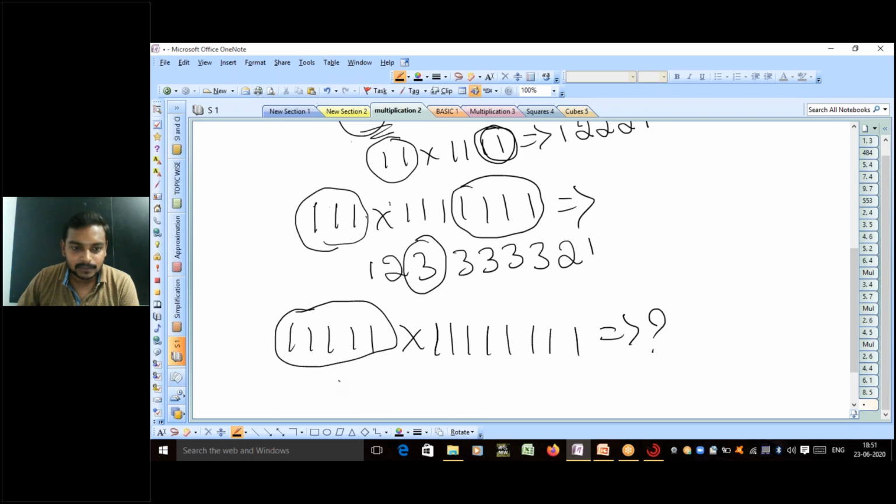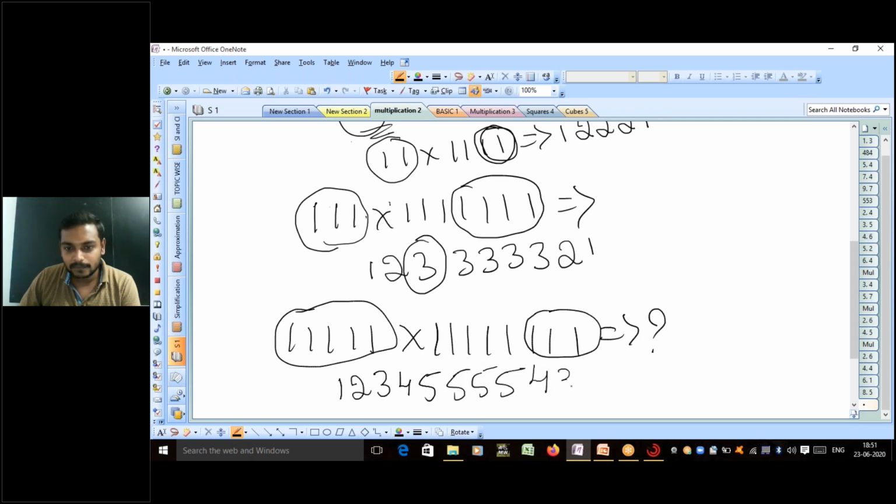We have 5 number of digits. So 1 2 3 4 5. When compared to this, we have 3 digits more. So just write 5 three more times, 1 2 3 times. Then in the decreasing order, 4 3 2 1. Okay.